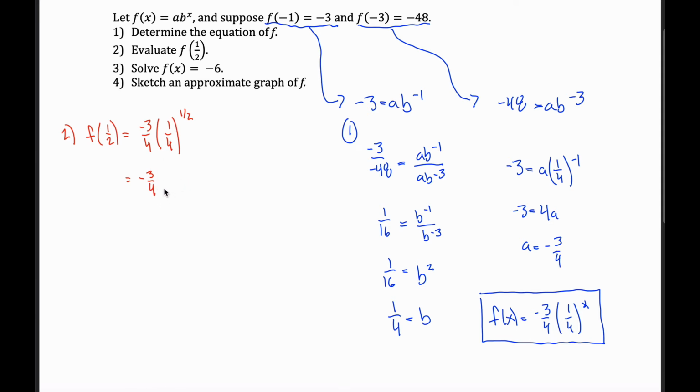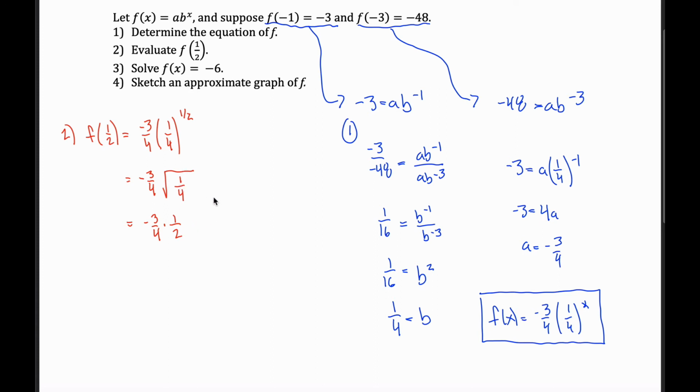Well, raising something to the 1/2 power means taking the square root of that something. So I need to figure out what is the square root of 1/4. And it turns out the answer to that question is 1/2. And there's at least 2 different ways you can get there. Either you can ask yourself, what number, when I multiply it by itself, gives me 1/4? Well, 1/2 times 1/2 gives me 1/4. So the square root of 1/4 is 1/2.